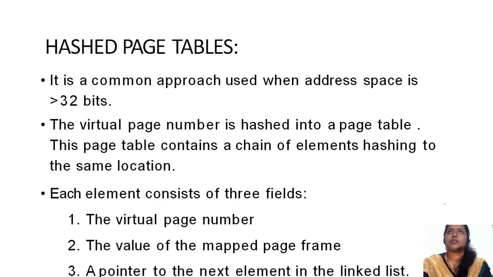Fine. When we talk about the hashed page table, let me explain what hashing means. Hashing is used for searching operations. We have linear search, binary search, and hashing. The linear search worst case is big O of n, and the binary search worst case is big O of log n.